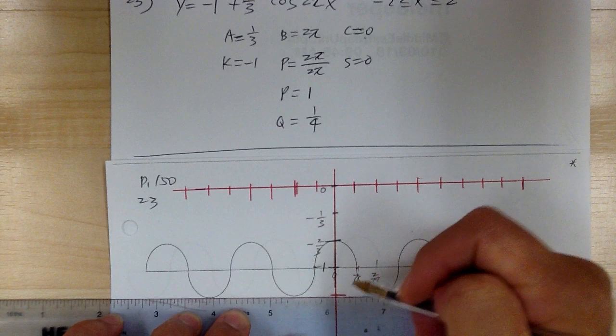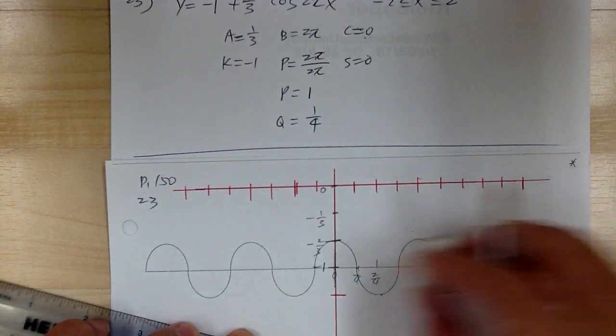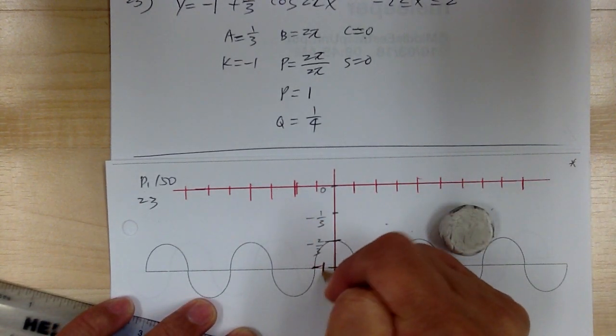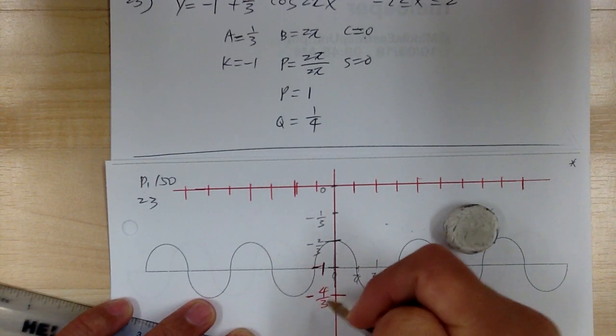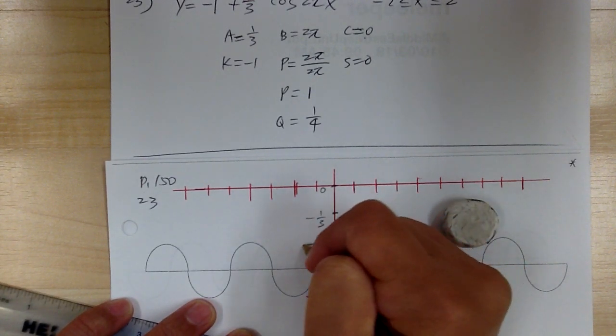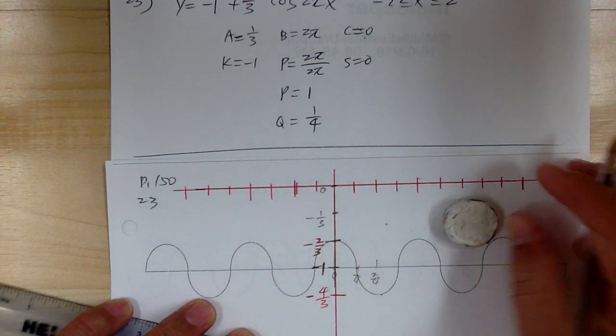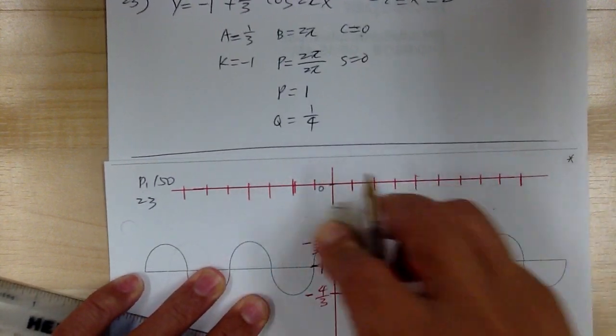So you need to get your amplitude. So here's your negative 1. And so when you go down 1 third, this would become negative 4 over 3. When you go up, you're plus 1 third, so it'd be negative 2 over 3. Okay. So you don't need this value over here.